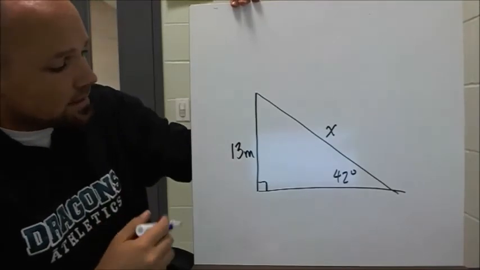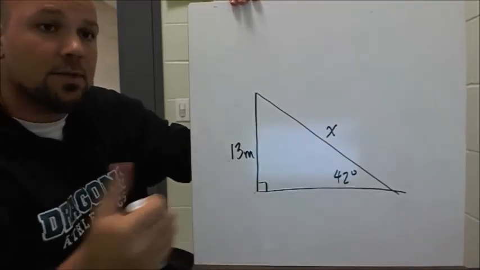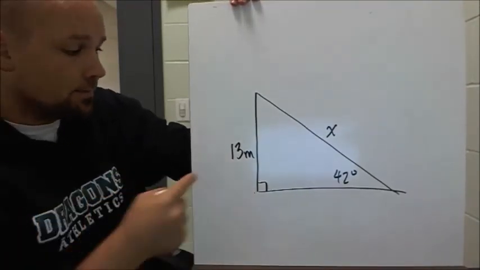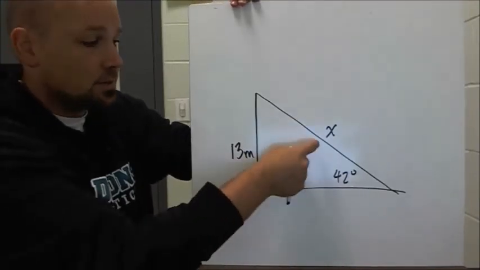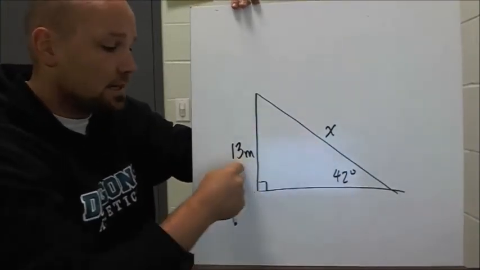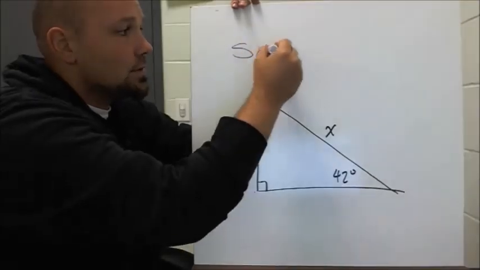And finally, this one is a right angle triangle, so that means either Pythagorean or SohCahToa. But I don't have two sides and I'm trying to find a third side. I have an angle and a side, which means I have to use SohCahToa.